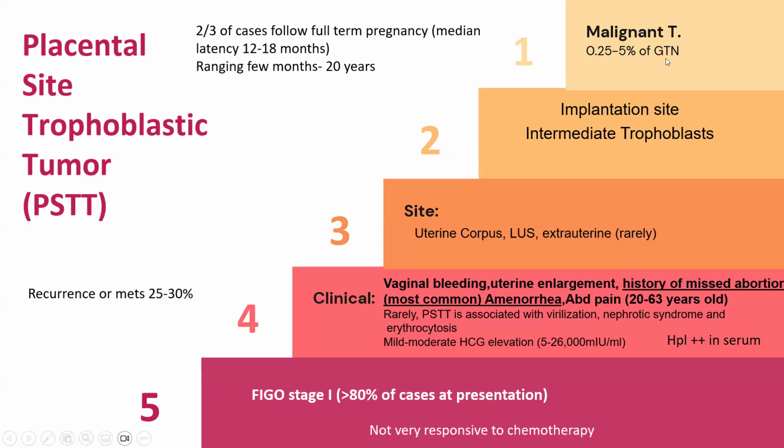Now that's the third GTN to talk about today. It has about a 4 to 5% incidence. It originates from implantation site intermediate trophoblasts, and again can be uterine or, less commonly, extrauterine. Actually the most common presentation would be a history of missed abortion and amenorrhea. Again, the patient's HCG elevation might be mild to moderate. Rarely, some patients complain of virilization, nephrotic syndrome, and erythrocytosis, and most of them present early as stage 1.